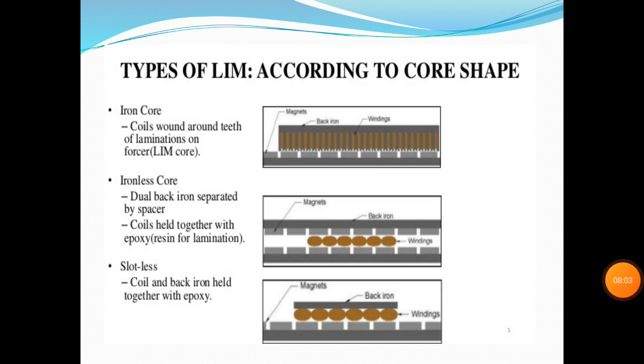Ironless core means the coil is held together with epoxy, designed without laminations. This is a two-sided back iron separated by spacers. And the next one is slotless iron. Slotless means the coil and back iron are held together with epoxy, designed without laminations.